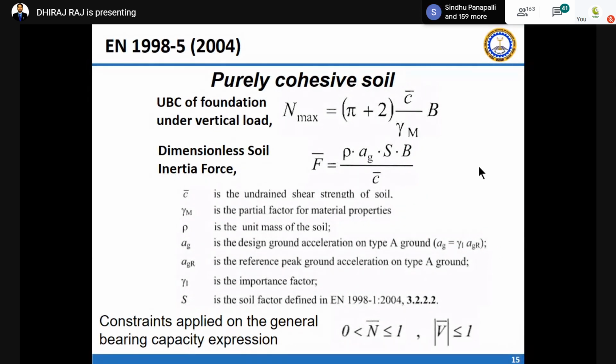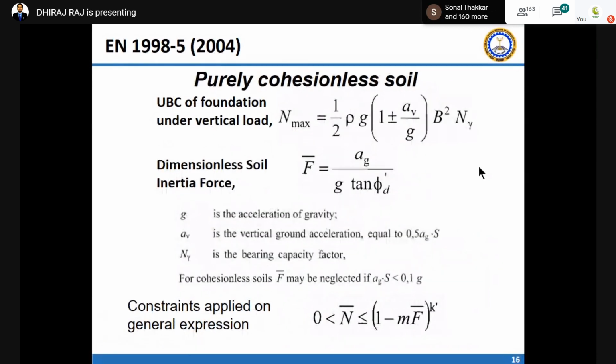Okay, and the constraint applied for this general capacity expression is that the shear force should be less than or equal to 1, and your normal force is within 0 and 1. Similarly, for purely cohesionless soil, this Nmax is dependent on AV also, the vertical seismic component, and the dimensionless soil inertia force is F equal to a_g by g tan phi max. Okay, so these equations look complicated. I will show you an example of how it is used and where we can use these equations.